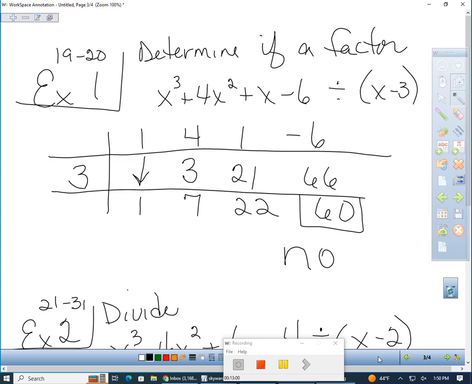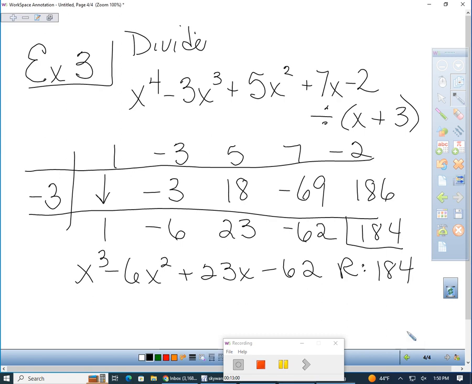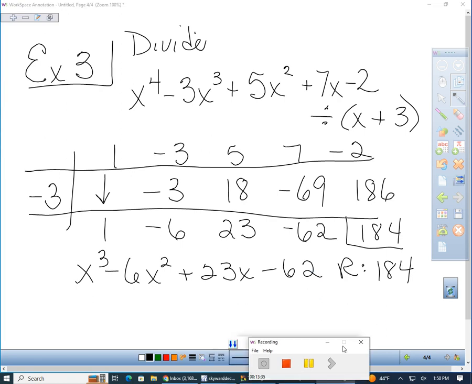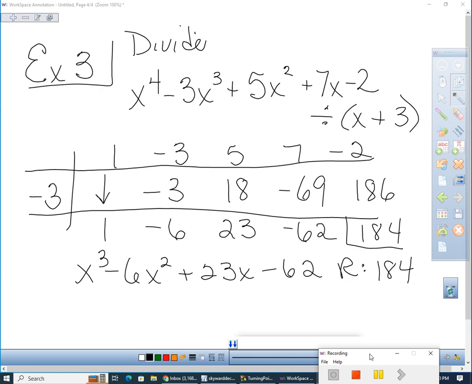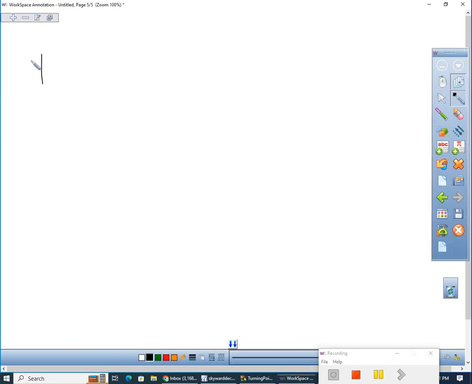Okay? All right, you guys, hey, stay with me here. We're going to keep going. So, how are we doing on this whole synthetic thing? Good. All right. So we can move on to the remainder theorem? All right. So next thing I want to talk about is the remainder theorem.